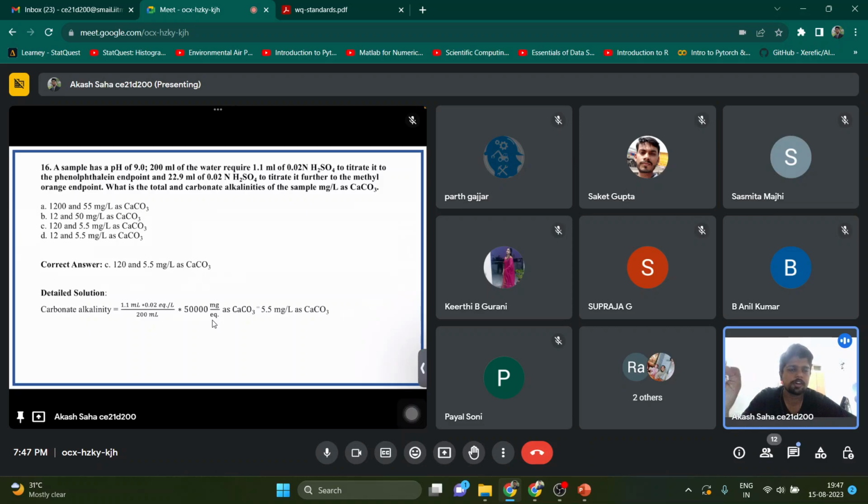We know the molecular weight of CaCO3 is 100. The combining capacity of CaCO3 is 2. So the equivalent weight of CaCO3 will be 100 by 2, which is 50 gram per equivalent. If you want to convert into milligram per equivalent, it will be 50 into 1000, that is 50,000 milligram per equivalent. So if we calculate 1.1 into 0.02 divided by 200 into 50,000, we will get 5.5 milligram per liter as CaCO3. Am I clear?